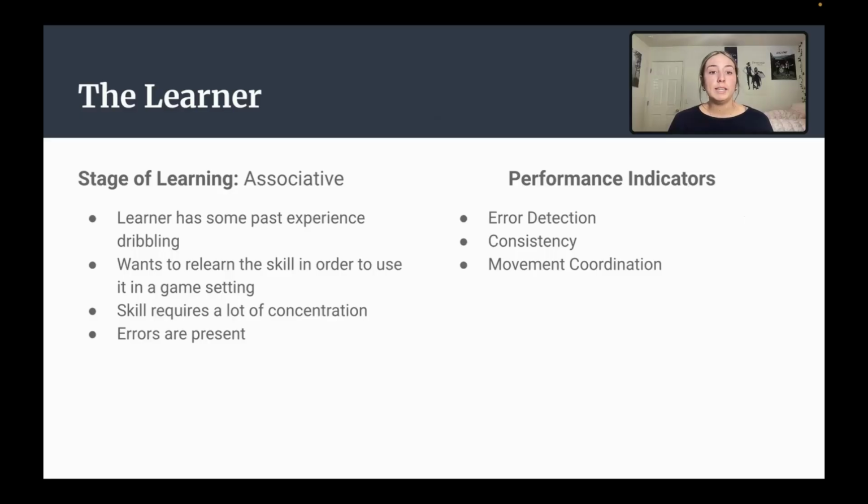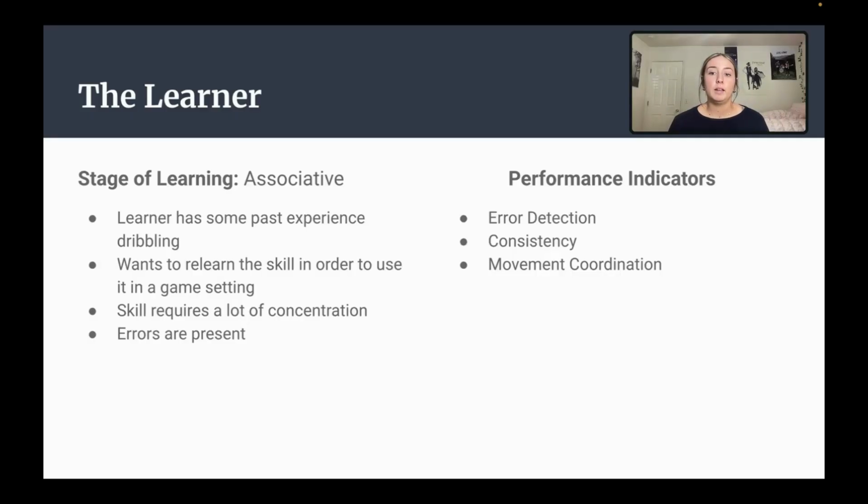So we placed our learner in the associative stage of learning. We said this because the learner has some past experience with dribbling, which is why we didn't choose the cognitive stage, just because they have prior, but not in a game setting. And for our learner, the skill does require a lot of concentration, meaning he's not able to keep his eyes up very well, just kind of focuses on dribbling the ball, and there are a lot of errors present.